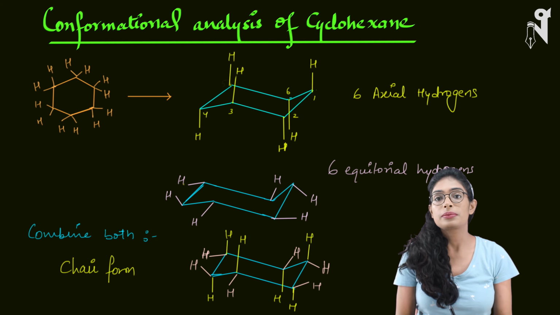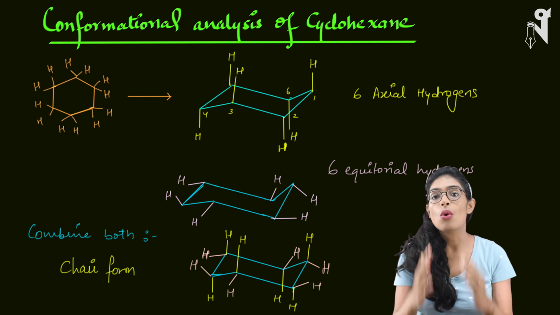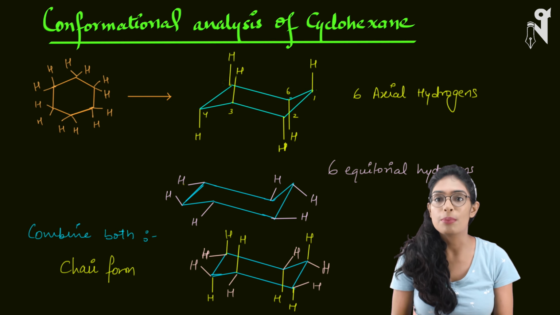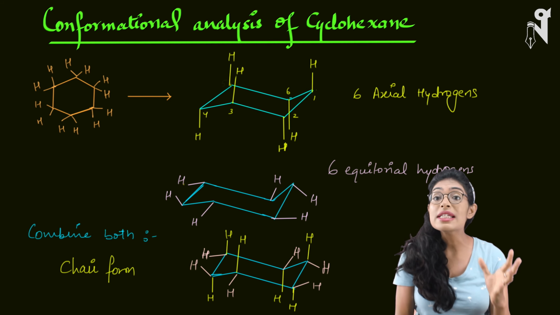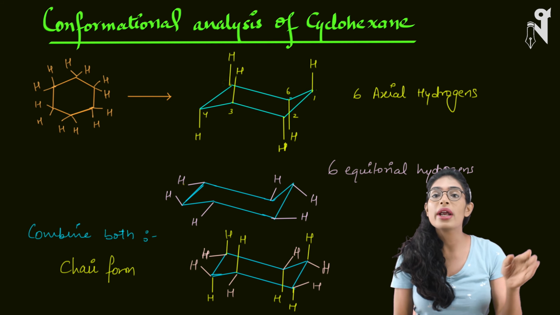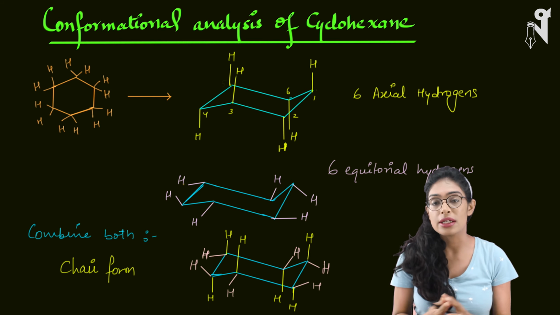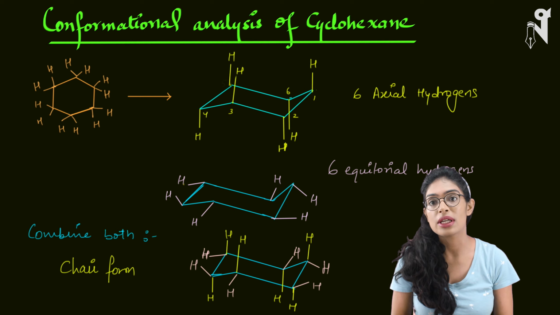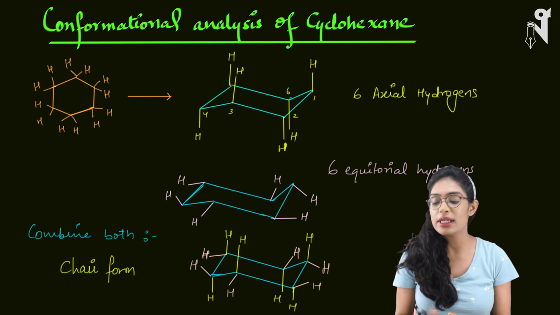Okay, now we have to understand cyclohexane, what all different conformations are possible, which one is stable, which one is less stable, which one is least stable, and where do they lie in the potential energy graph, and when it comes to representing the conformations of cyclohexane, how to represent them. Okay, so let's begin with the cyclohexane.